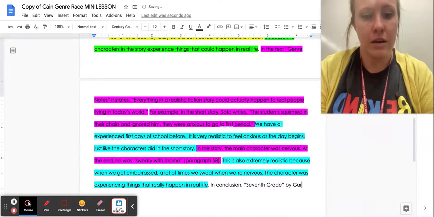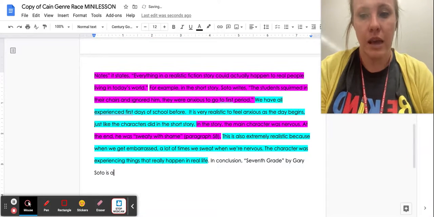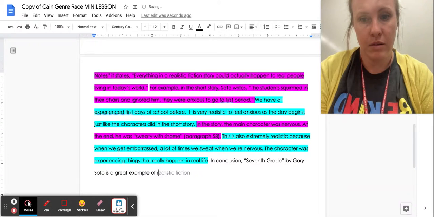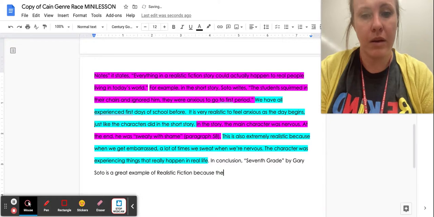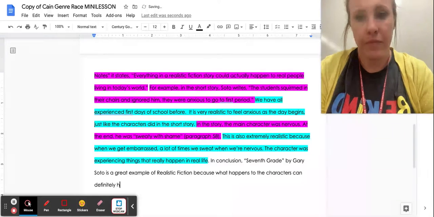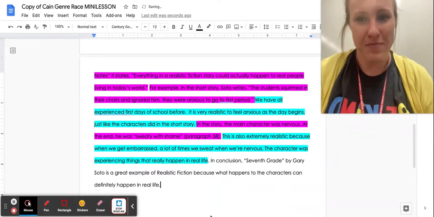7th Grade by Gary Soto is a great example of realistic fiction because what happens to the characters can definitely happen in real life. Okay.